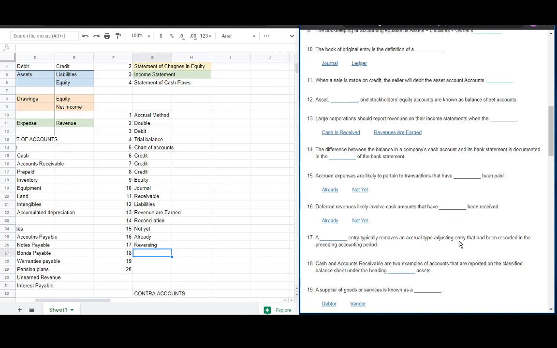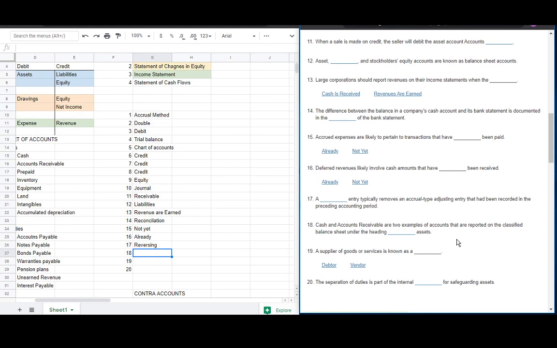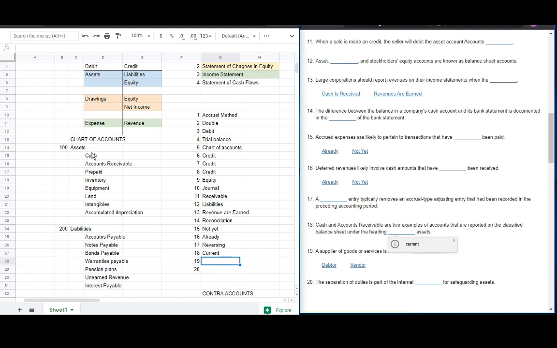And number 18, cash and cash receivables are two examples of accounts that are reported in the classified balance sheet under the heading current assets. So, ibig sabihin ng current assets, it will be realized within a year or less than a year. So, what are examples? Cash, accounts receivable, prepaid, and inventory. Yan. So, this equipment, land, intangibles, they are non-current assets. So, number 19, a supplier of goods is also known as a vendor. Vendor is synonymous to a creditor.